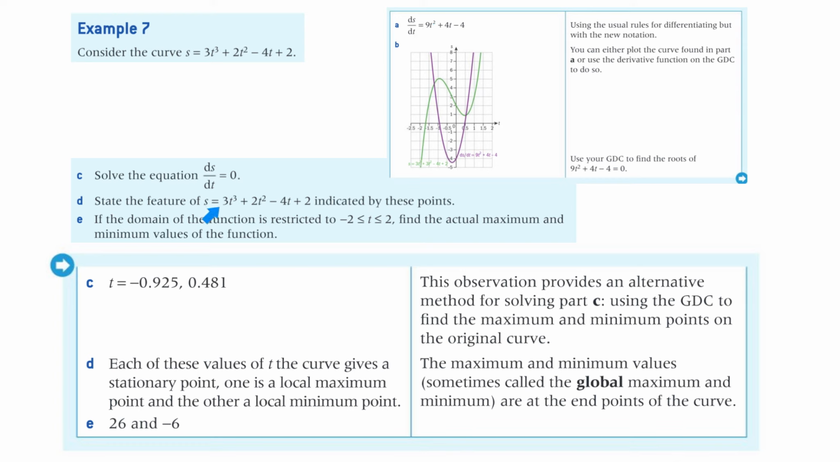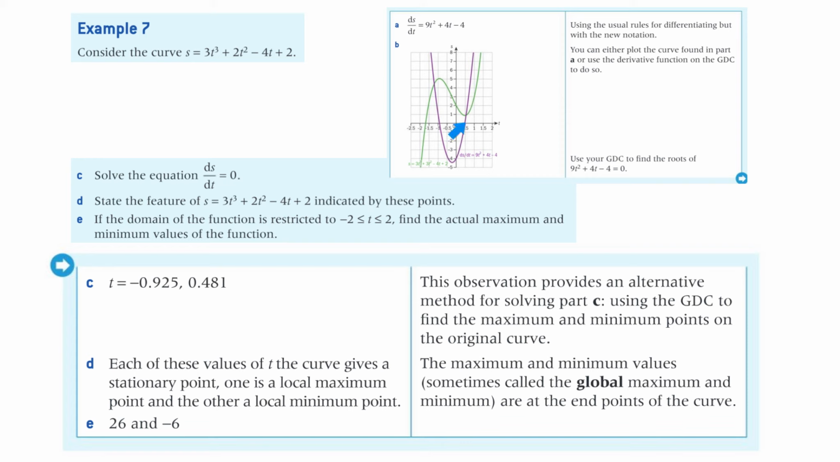D, state the feature of S equals 3t cubed plus 2t squared minus 4t plus 2 indicated by these points. Okay, so what we can say the feature is that when the derivative is set to 0 and you find t, those values of t, which are in the purple one, right? The purple's representing the derivative function, that will be equivalent to a stationary point on the original function. Now I'm calling it a stationary point. It's a local maximum. We can see that from the graph.